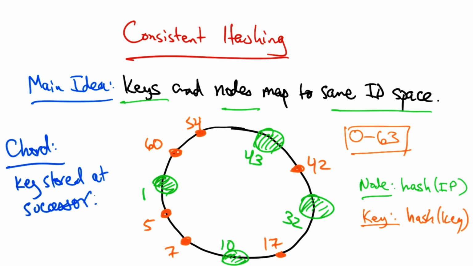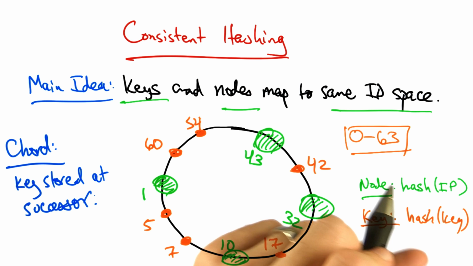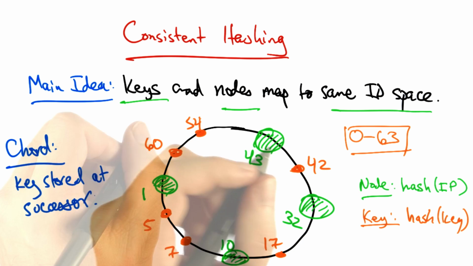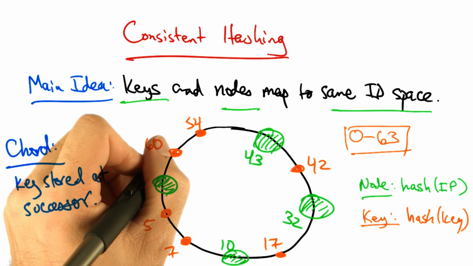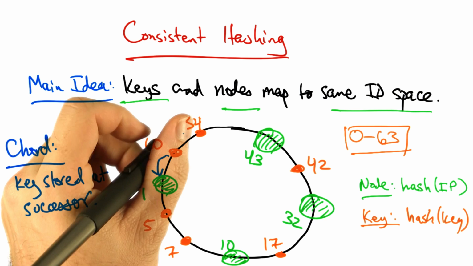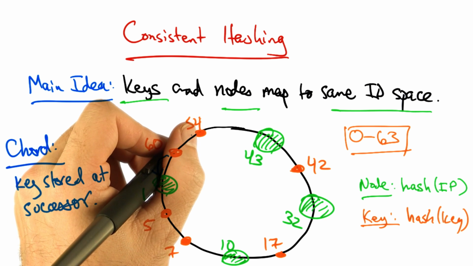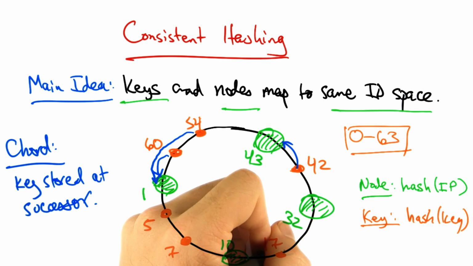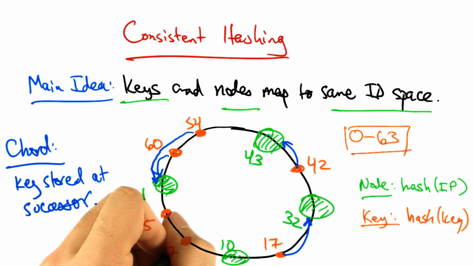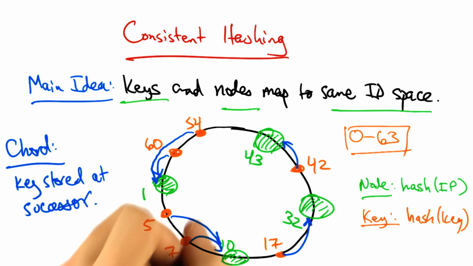The idea in Chord is that a key is stored at its successor, which is the node with the next highest ID. So for example, the key corresponding to the key ID of 60 would be stored at the node with the node ID of 1. Similarly, for the key with the key ID of 54. 42 would be stored at the node with the node ID of 43, 17 at the node with 32, 7 and 5 at the node with ID of 10, and so on.